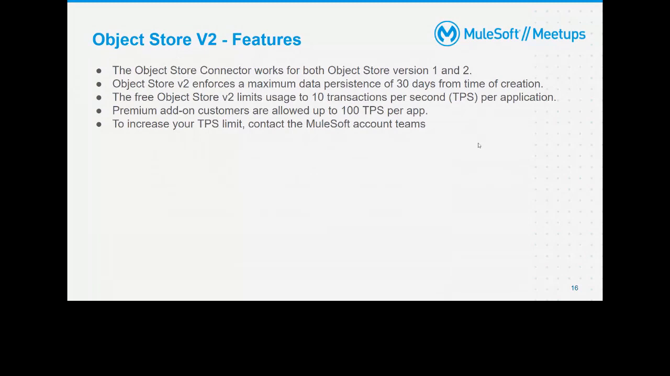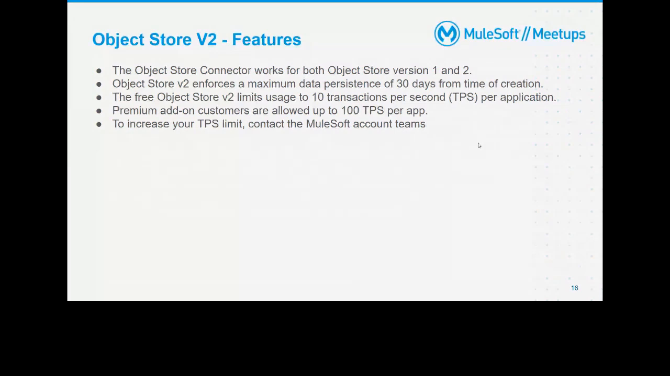For the free object store version 2, this is very important when you are designing your API or want to make use of object store. You can do only 10 transactions per second with a free object store version 2, by default, whatever license you are purchasing. You can perform 10 transactions per second, not more than that.